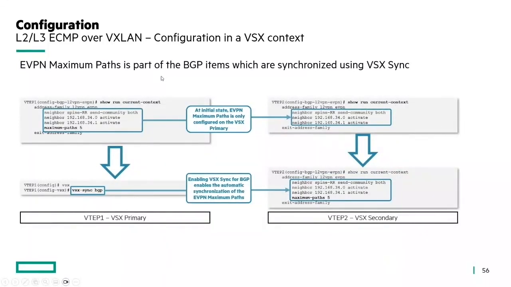Okay, and so this is just the max paths as part of the VSX context. So you can use a VSX sync to sync the BGP items, and so the maximum paths are part of that. You can sync that as well, as you can see illustrated here in the examples.